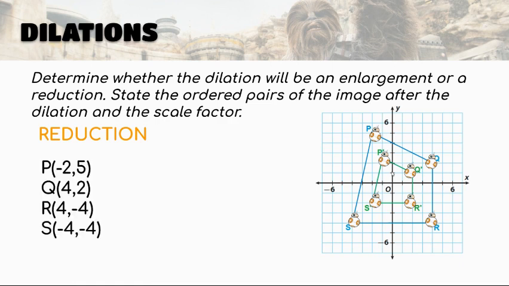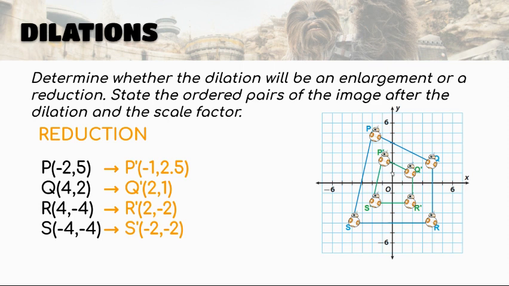So P, Q, R are at (-2, 5), (4, 2), (4, -4), and S is at (-4, -4). Well, it looks like P prime is at (-1, 2.5), Q prime is at (2, 1), R prime is at (2, -2), and then S prime is at (-2, -2). Okay, when you are trying to come up with the scale factor, please pick easy numbers.